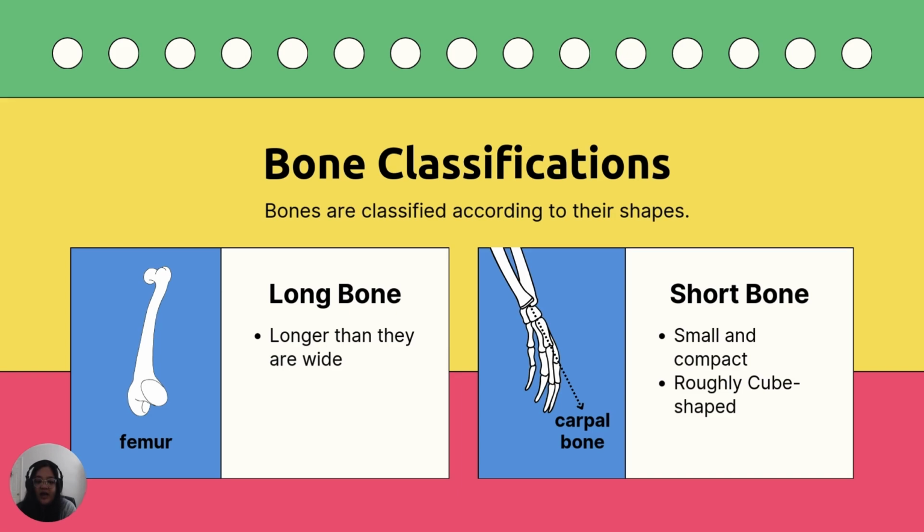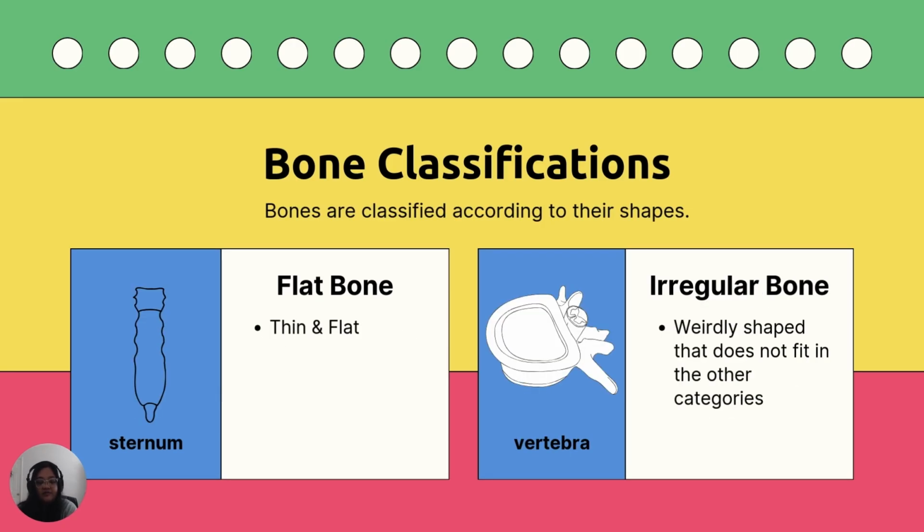We also have the second type, which is a short bone. These bones are more small and compact, and sometimes roughly cube shaped. So you can find these in your carpal bones, which is your wrist bones, and your tarsals, which is in your ankle.